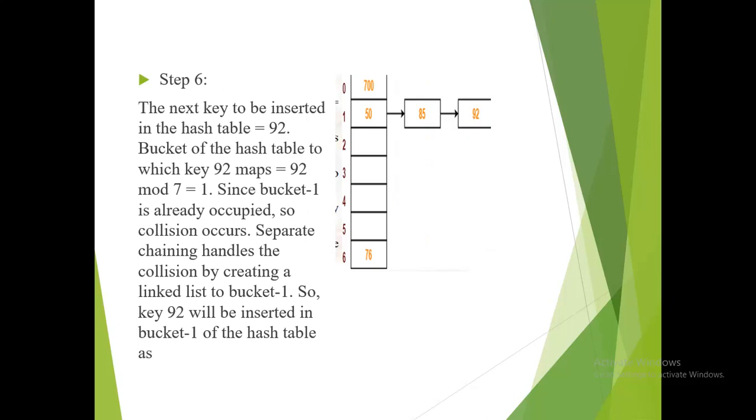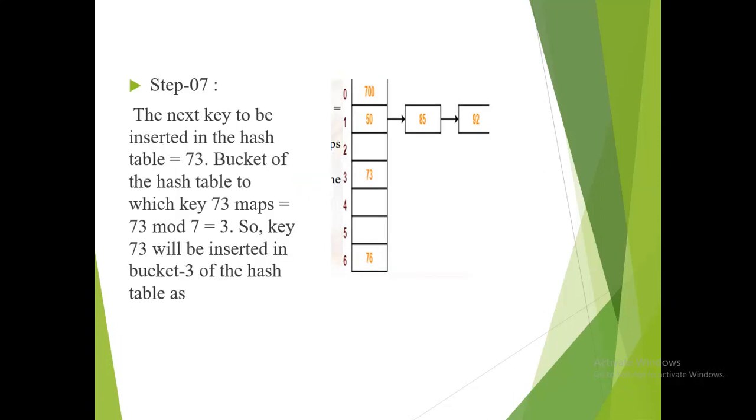Next, the key to be inserted in the hash table is 92. The bucket to which key 92 maps is 92 mod 7 equal to 1. Bucket 1 is already occupied, so a collision occurs. Separate chaining handles the collision by creating a linked list at bucket 1. So key 92 will be inserted in bucket 1 of the hash table.